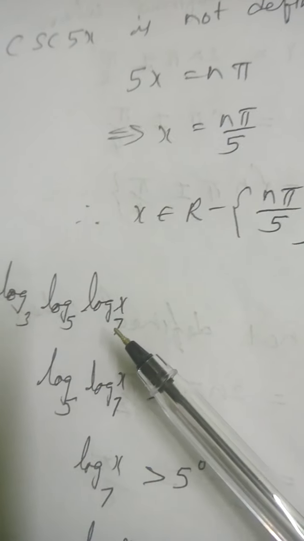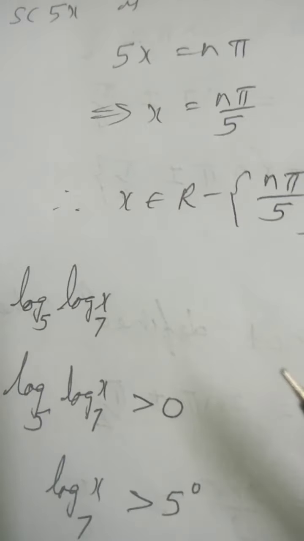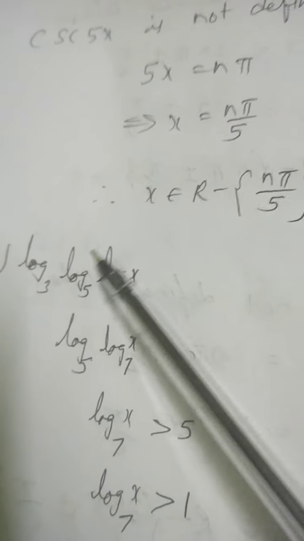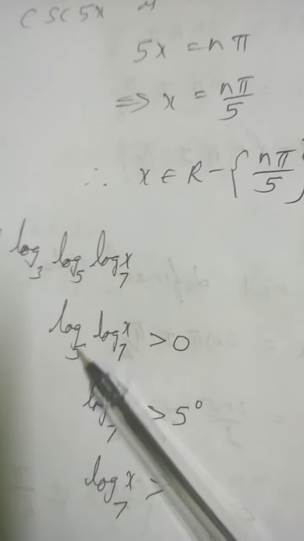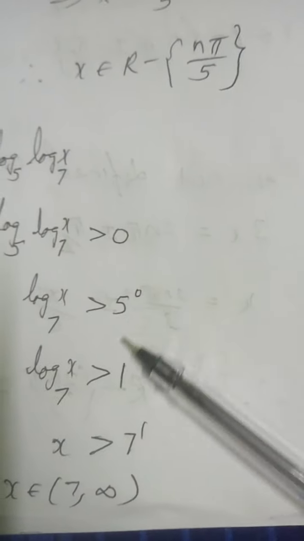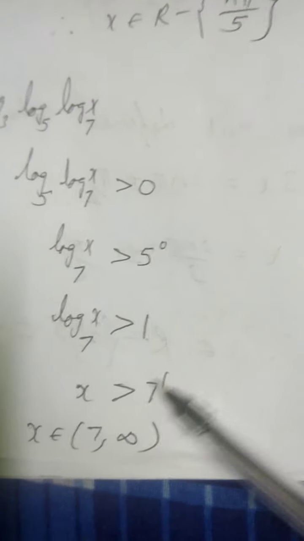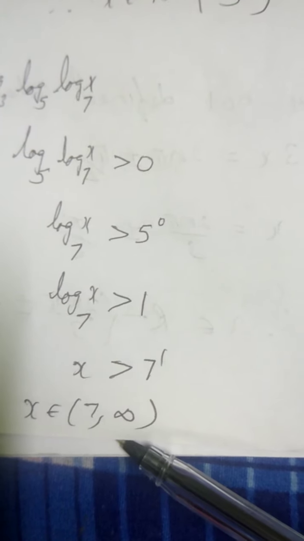Here log of log x to the base 7 is given. Log 3 log 5 log x to the base 7 is given. So this part should be greater than 0. So log 5 log x to the base 7 greater than 0. 5 goes up, 5 power 0. Log x to the base 7 is greater than 5 power 0, which is 1. So x is greater than 7 power 1. That means x belongs to 7 comma infinity.